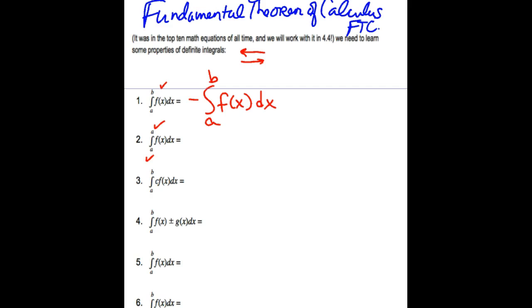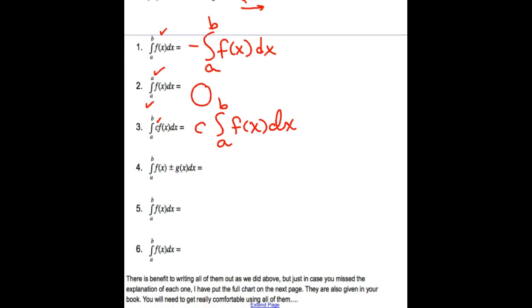When we integrate from a to a, like from 3 to 3 or 4 to 4, we'll always get 0. And really that's because we're not moving anywhere. There's nothing to find the area of. We have a constant multiple rule with integration that says your constants can come out front, just as they did with derivatives, just as they did with our indefinite integrals last week.